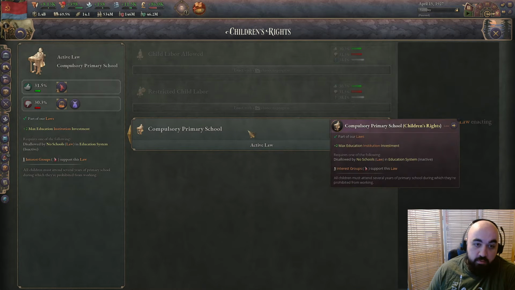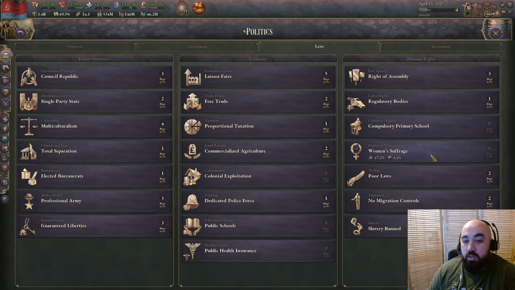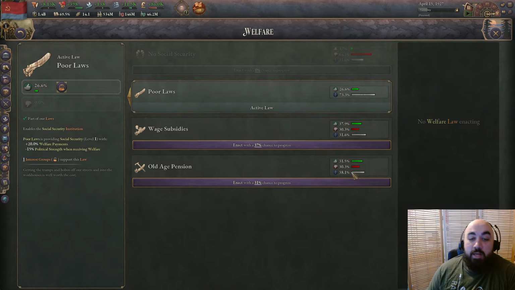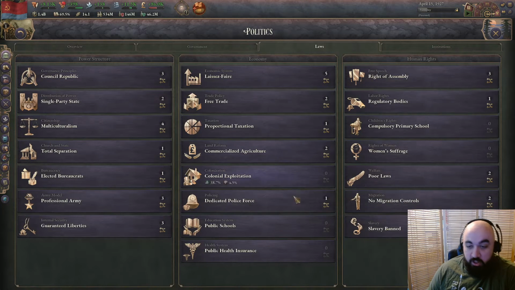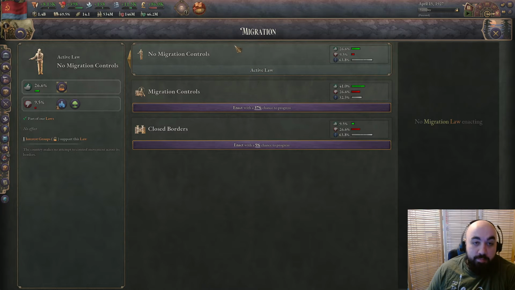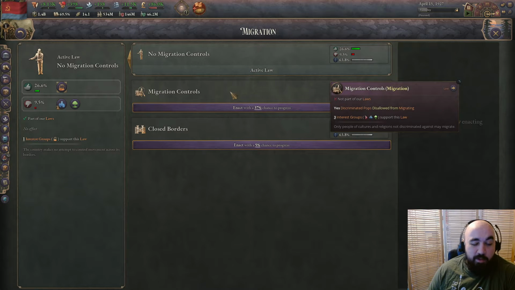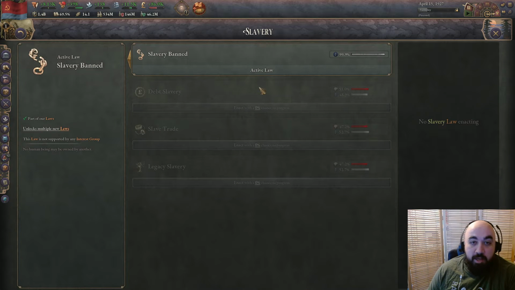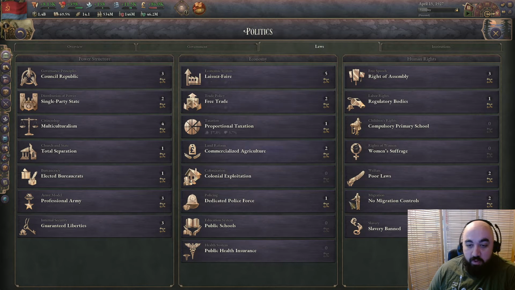The best one for children's rights is going to be compulsory primary school. The best one for rights of women is going to be women's suffrage. The best one for welfare is going to be old age pension. The best one for migration is going to be no migration controls / migration controls. It's kind of the same thing, but we'll talk about it. And then finally, the best one for slavery is going to be slavery banned.